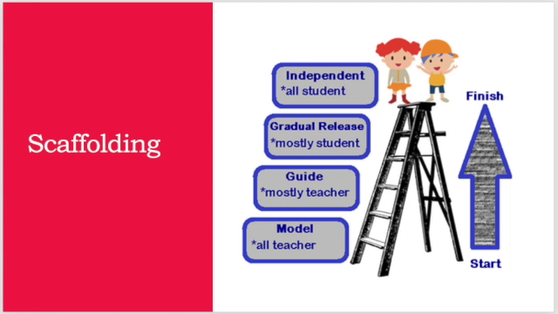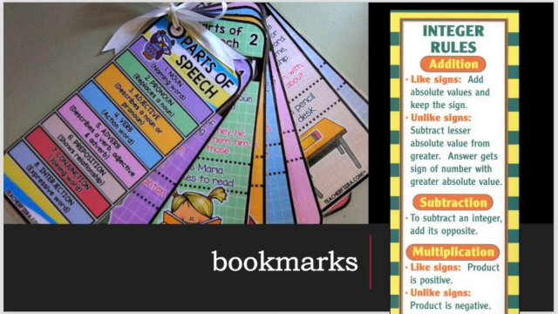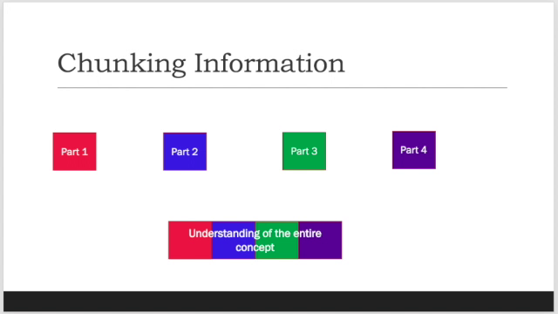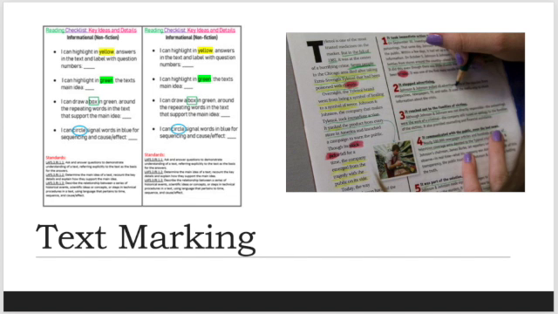Scaffolding is providing temporary supports to students that need it. The purpose of scaffolding is to provide these supports and then remove them when the students are ready. I'll share some examples with you. Bookmarks are a great example of ways students can use them as a support of scaffolding while reading or learning a topic. Chunking information is also important because it breaks down the concepts into smaller chunks so that students can understand smaller portions that build up to a main concept.